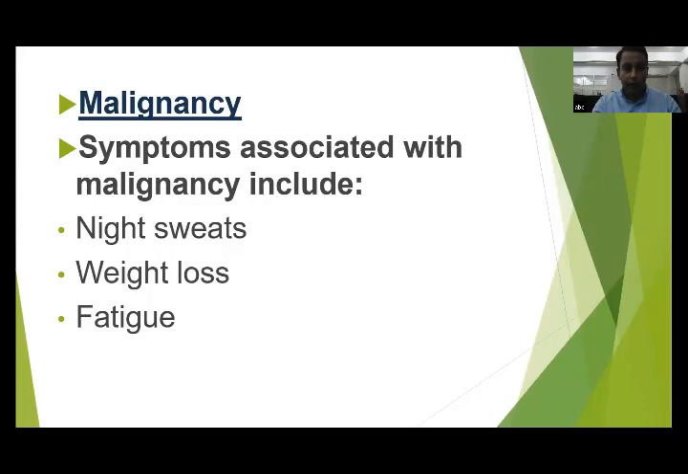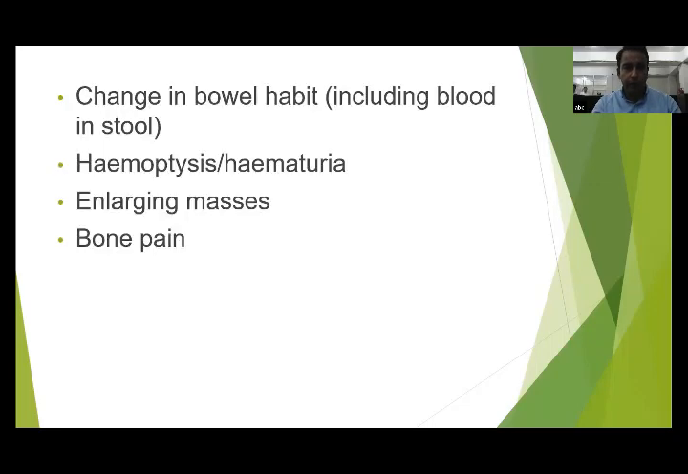And if you have a question, you can ask at the end of this session. Change in bowel habits, hemoptysis, hematuria, bleeding from any side of the body, enlarged lymph nodes. One important factor you should always ask in the history is a direct question.